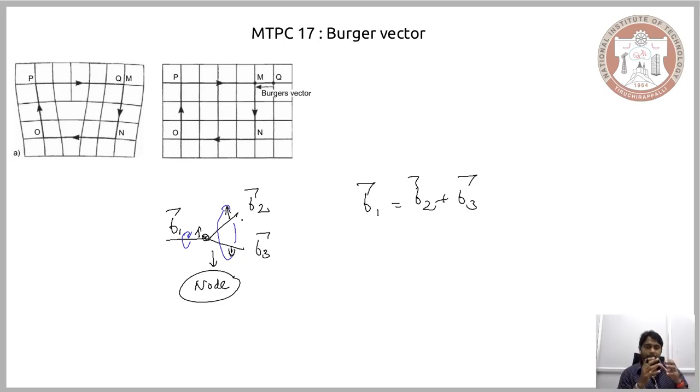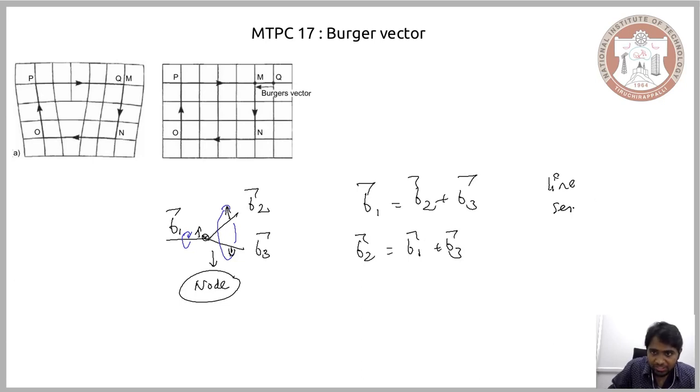Now, depending on the convention you take, that is, the line sense you consider, you can also write this as B2 being the summation of B1 plus B3, and vice versa. All these combinations of how you express the interaction of dislocation lines at a given point, or in a node, depend on the line sense. So, you can construct a Burgers vector around B2 and B1, or around B2 and B3, and express it in this manner.